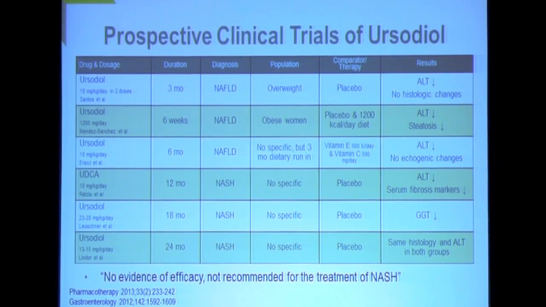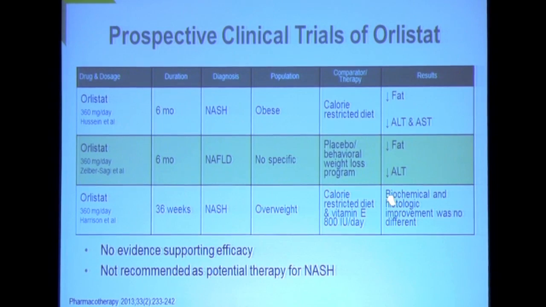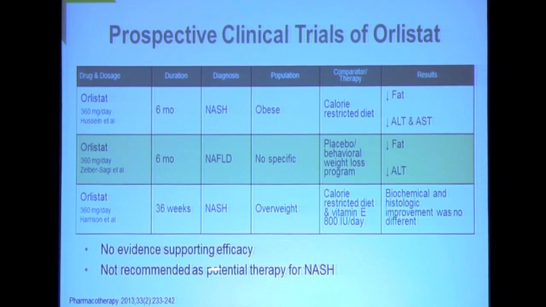Ursodiol, the old Urso or Actigal, has been used. Also, there are several trials, until the last trial from the Mayo Clinic showed that there was no evidence of efficacy and therefore it is not recommended for the treatment of NASH. How about Orlistat? Lose weight with Orlistat and see if that helps fatty liver. There was really not much benefit from this and no evidence supporting efficacy, so therefore not recommended for the treatment of NASH.